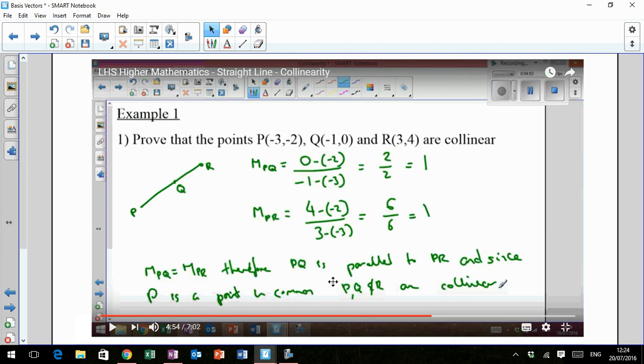Okay, now this is what we looked at before in straight line. To prove that points are collinear, we found that the gradients were the same, and that meant they were parallel. And since there was a common point, they had to be collinear. Now it's going to be very similar to this. The only difference is we're not going to use gradients to show they're parallel. We're going to use vectors to show they're parallel.